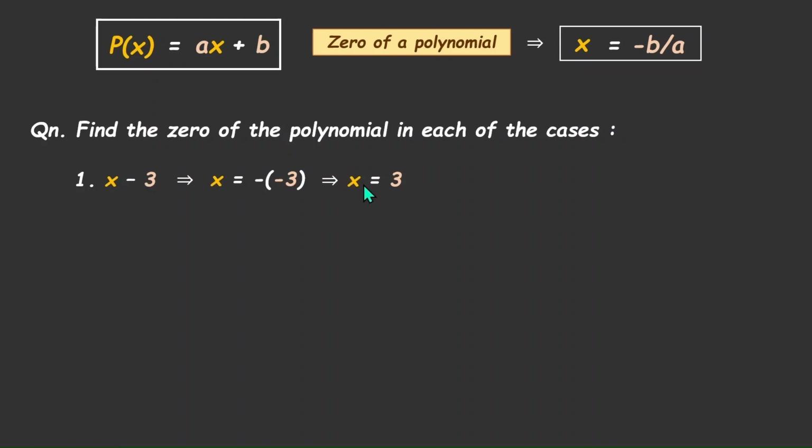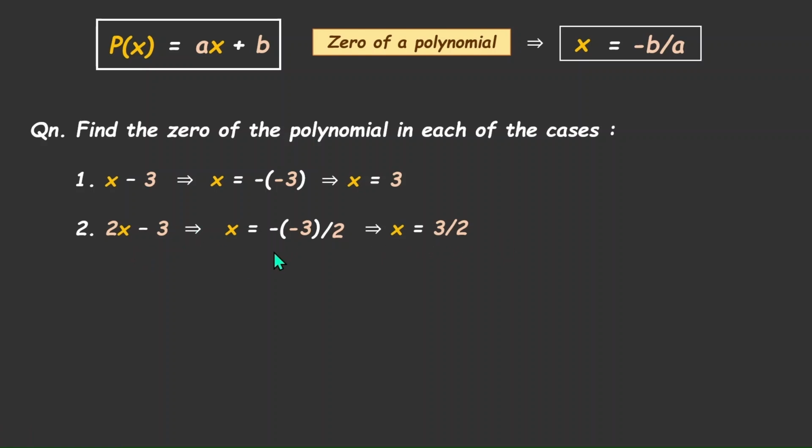And as you can see, when we put x is equal to 3, 3 minus 3 is 0. Thus the polynomial is 0 for this value of x. Next case, we have 2x minus 3. So the zero of the polynomial would be x is equal to, now here b is again minus 3 and a is 2. So we get minus of minus 3 divided by 2. So this becomes 3 by 2, which is the zero of this polynomial.